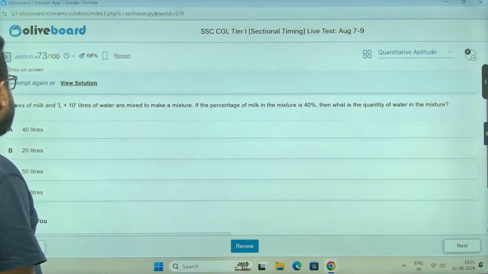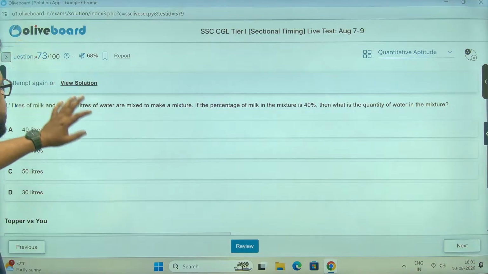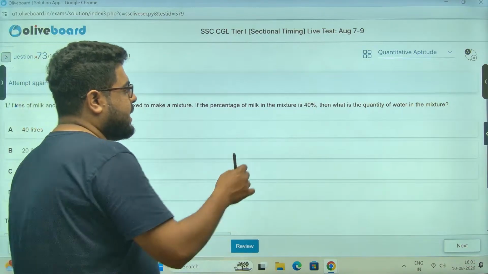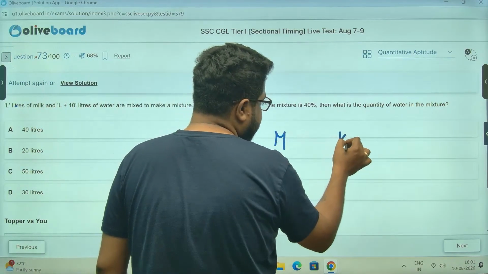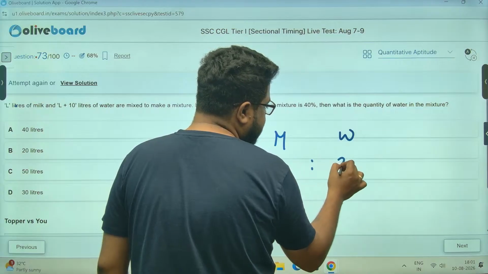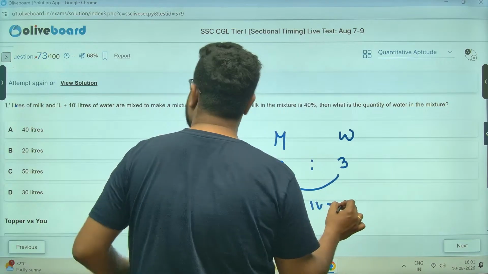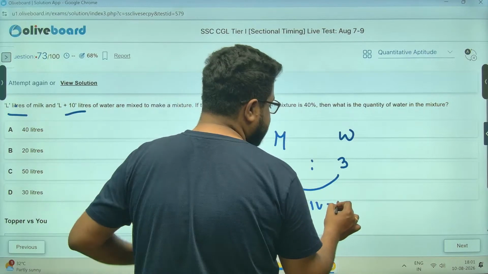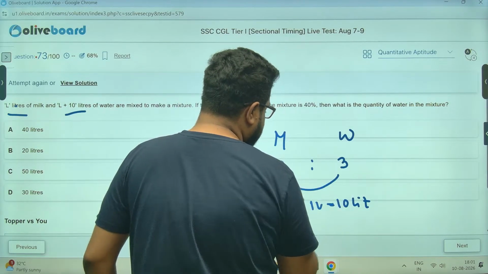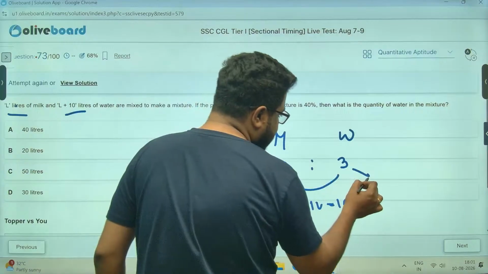Clear, everyone? Liters of milk and this much water are mixed. Milk in the mixture is this. Acha, milk and water: 40% milk and 60% water, so 2:3. The difference between them is 1 unit, which is equal to the difference between milk and water, 10 liters. So that means 20 liters milk was there, 30 liters water was there.